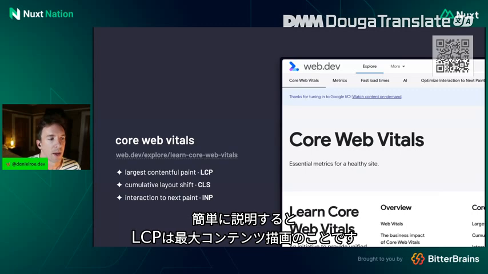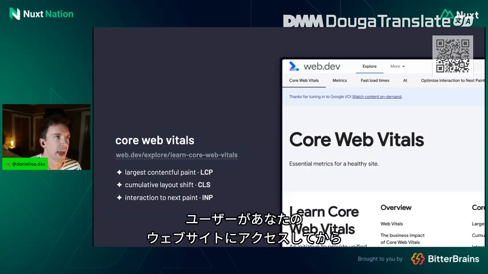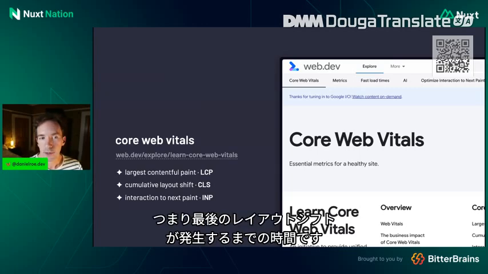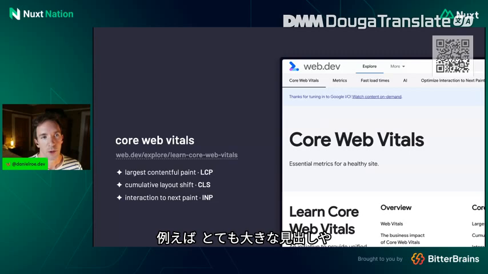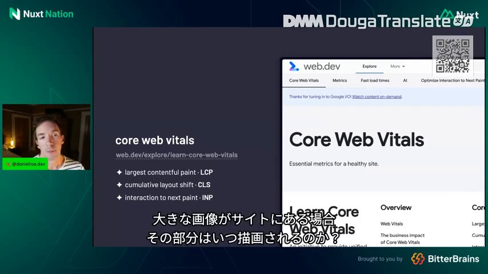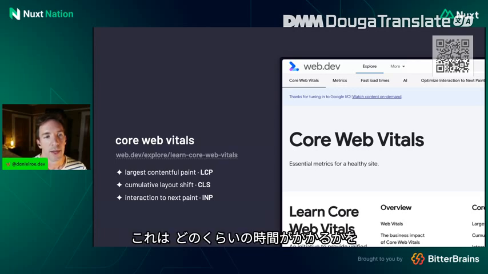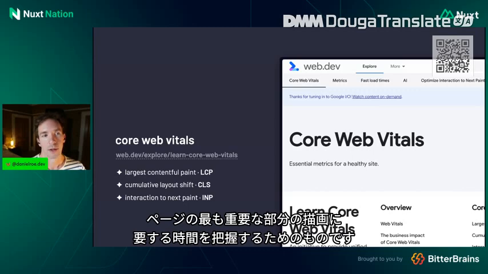So just to say what they are, LCP is largest contentful paint. It's how long it takes after a user navigates to your website when the largest bit of the page renders or makes its last layout shift. So for example, if you have a really big headline or a big image on your site, when does that bit render? When does it finally render?